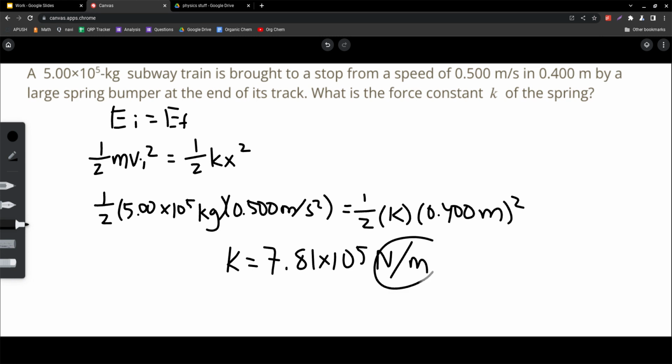And for the units, you can figure it out from this equation, or you can just remember it. So yeah, that's it for this problem.